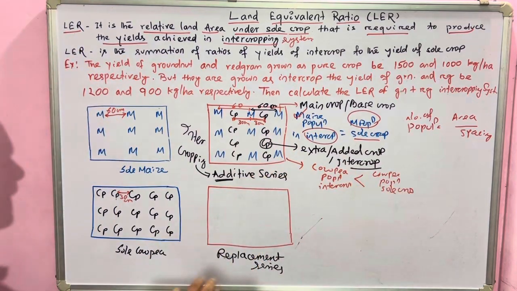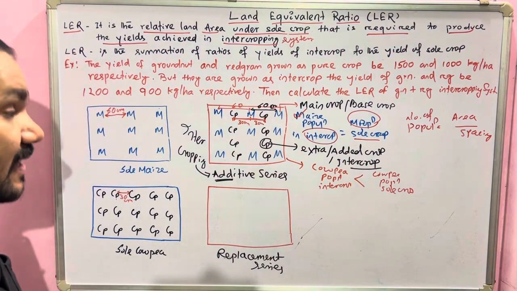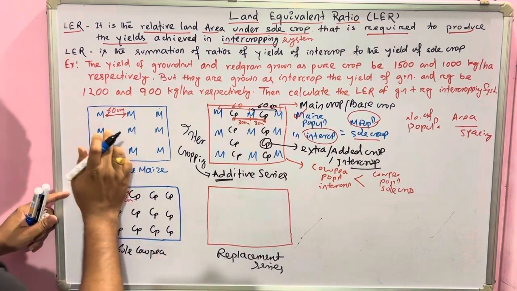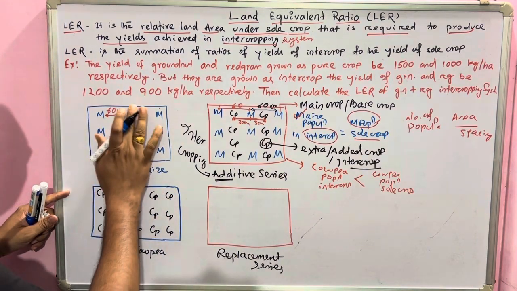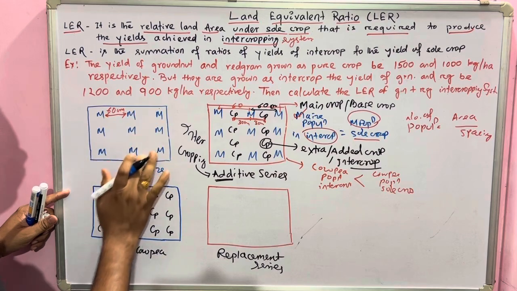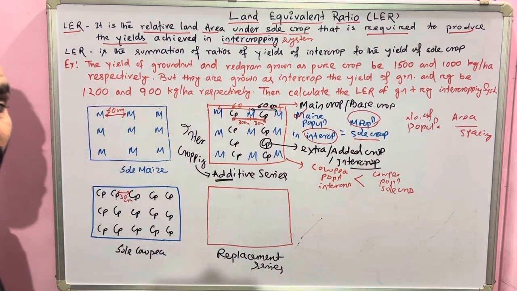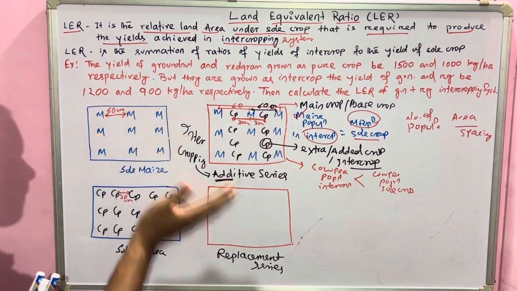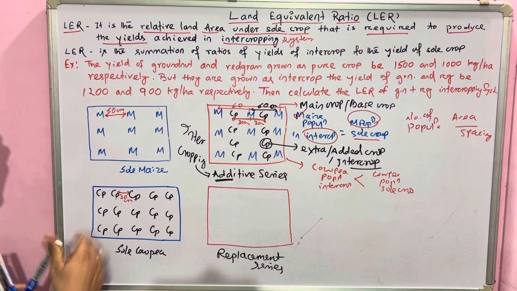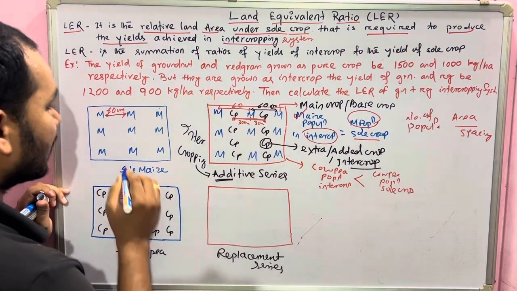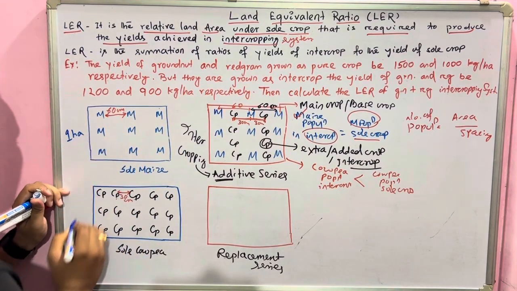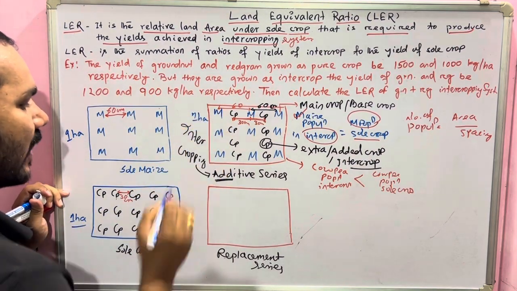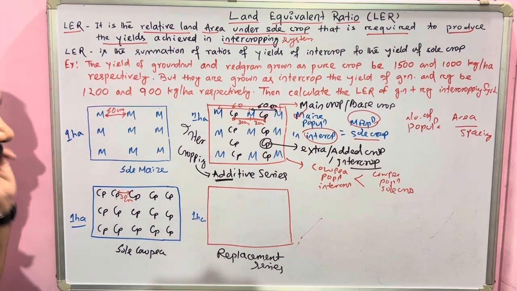Coming to the next one, replacement series. Replacement series means you are replacing some rows of the crop. Suppose 3 rows of maize are there, but you are replacing a maize row with cowpea. Suppose I want to produce more cowpea, then I can replace maize with cowpea. All the lands have the same area, that is 1 hectare.